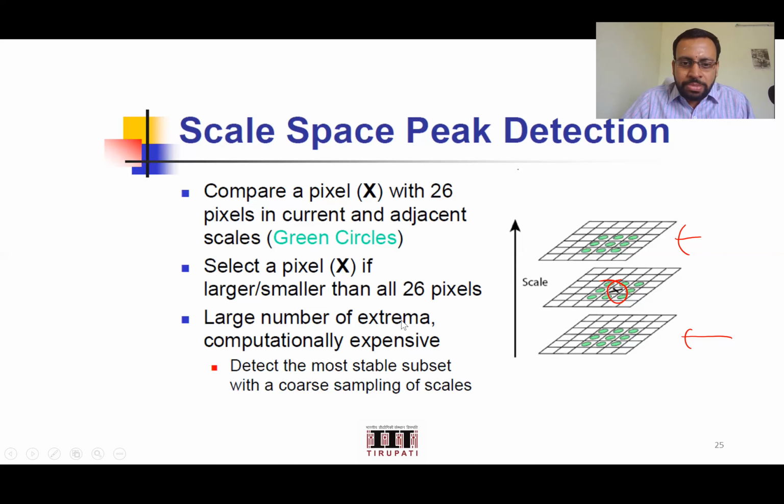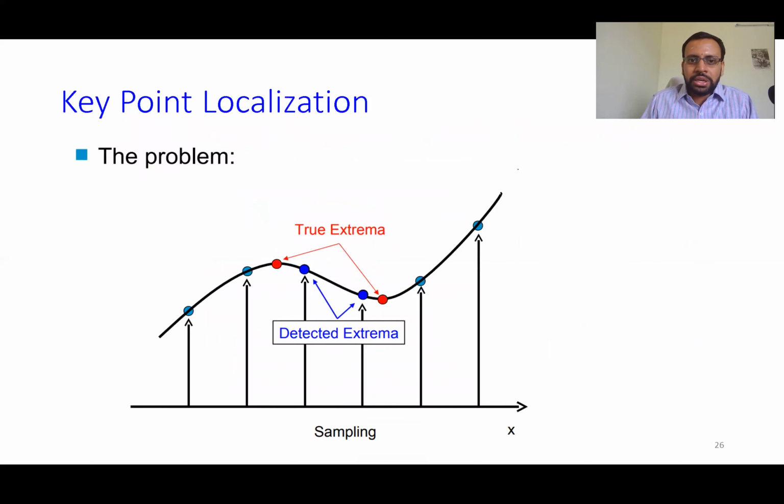Large number of extrema is computationally expensive, so detect the most stable subset with coarse sampling of scales. Essentially, for any given pixel at a given scale, whether it is a key point or not, you look at the adjacent scales, both in the sigma space as well as in the spatial one. If it is an extrema point, then only you consider that. Otherwise you do the same thing for another pixel.